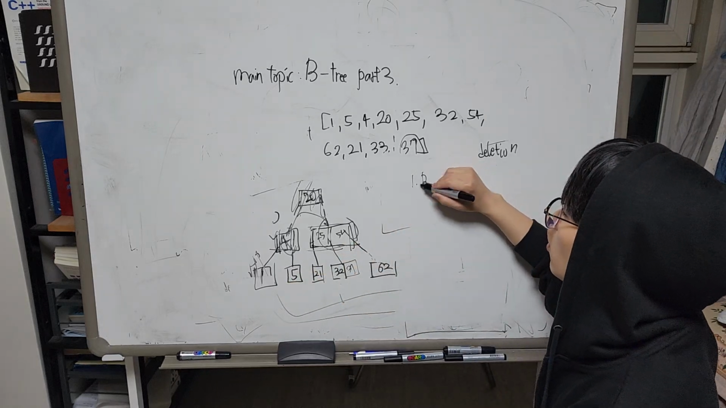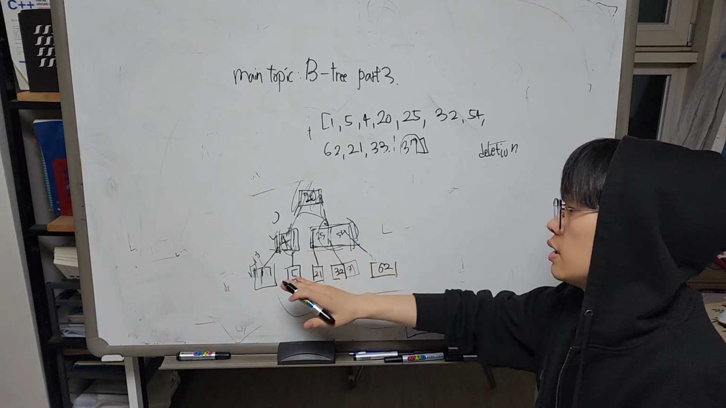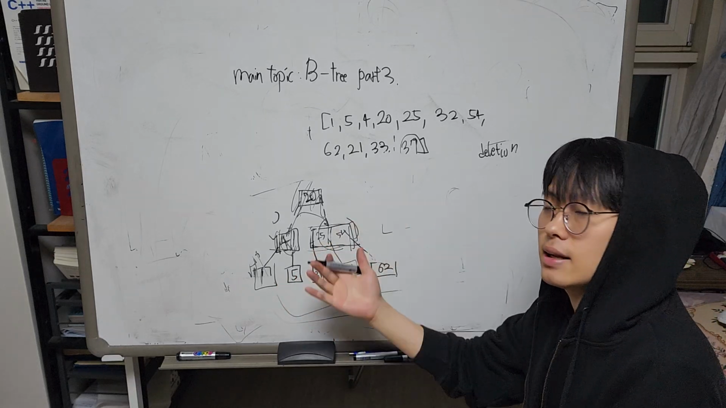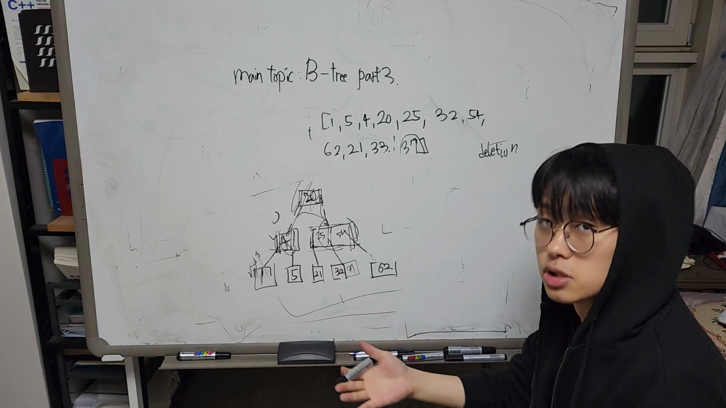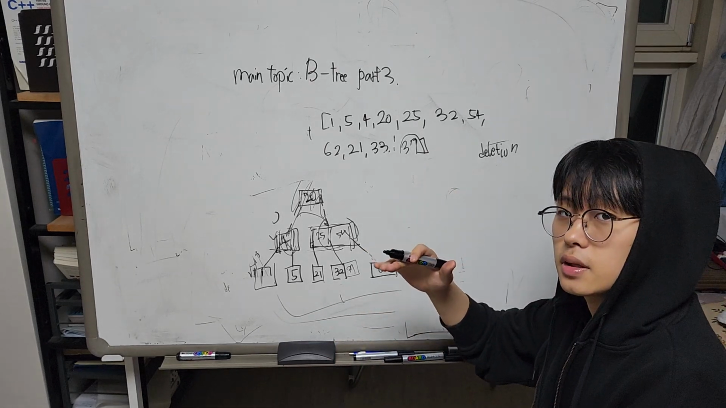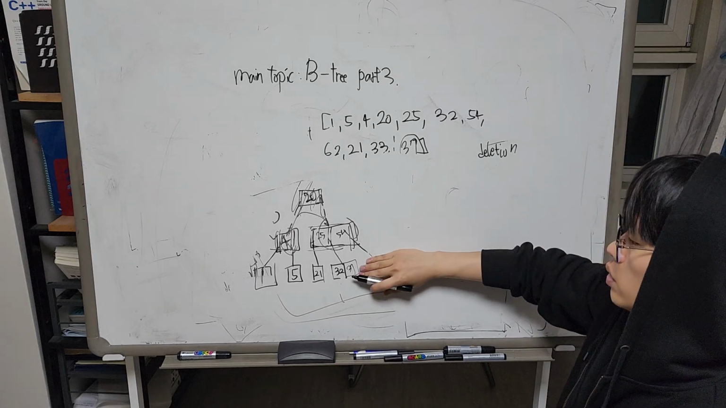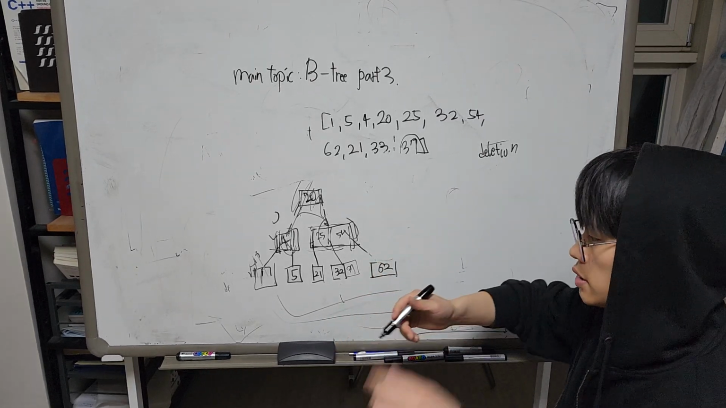the B-tree's goal, which is to keep the tree stable, like balanced. It has to be really balanced. So that is the purpose of the B-tree. But with deletion, when you try to delete, say, 62, it's not balanced. So the B-tree has to be rebalanced based on this.